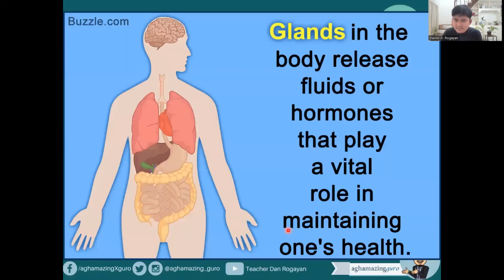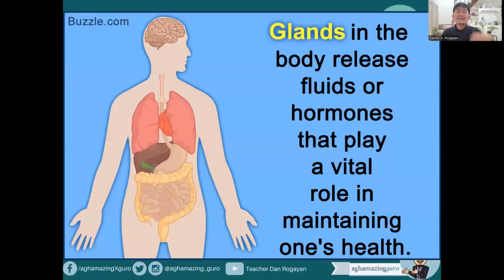Remember, glands in the body release fluids or hormones that play a vital role in maintaining one's health. So basically, these particular hormones must always have the corresponding glands because the glands are actually the one responsible in the secretion of these hormones. Question, what particular body system involves several glands that secrete hormones? Ano na yung body system natin? Pakilagay nga sa chat box.